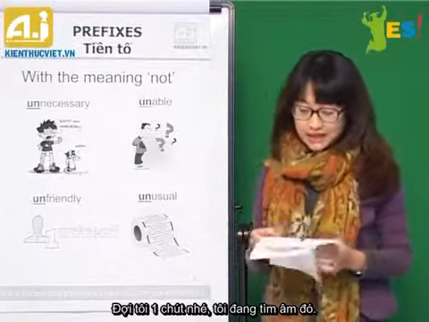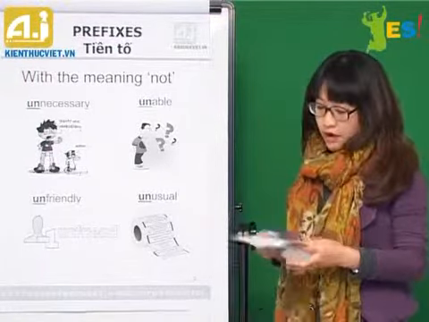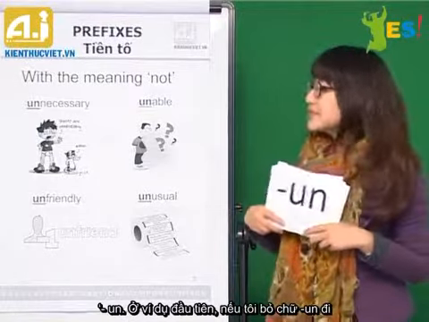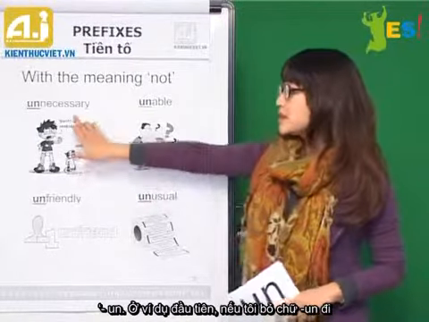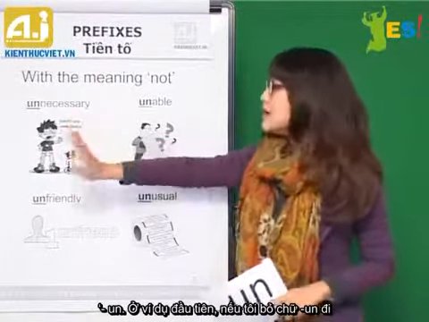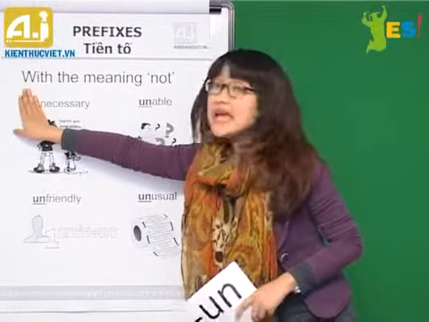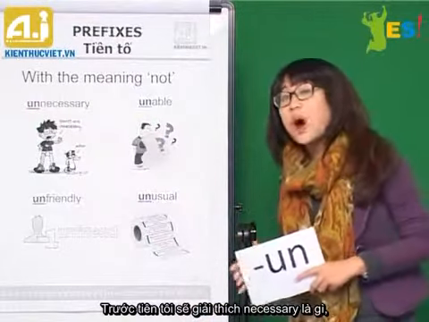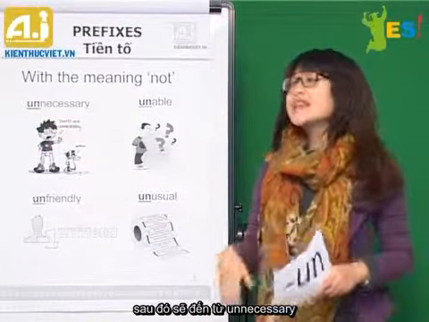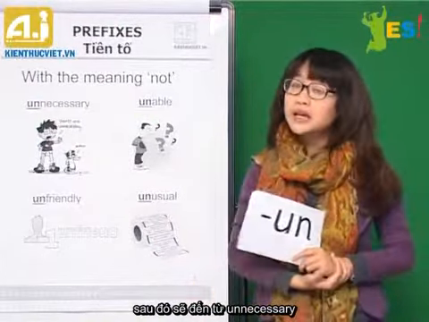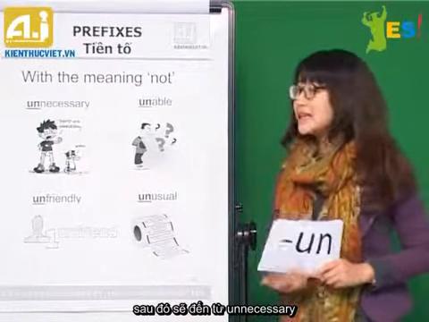Give me 1 second, I just want to give this to you. Okay, here we go. Un. UN. So for example, let's take a look at the first example. If I cross out the prefix un, you have necessary. First of all, let me explain what does necessary mean, and then afterward, I'm gonna explain what does unnecessary mean.